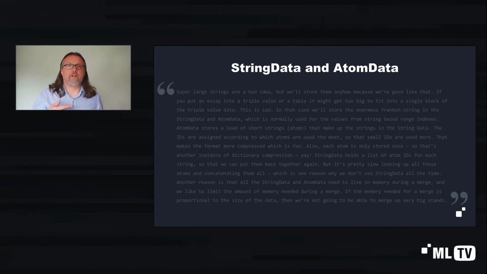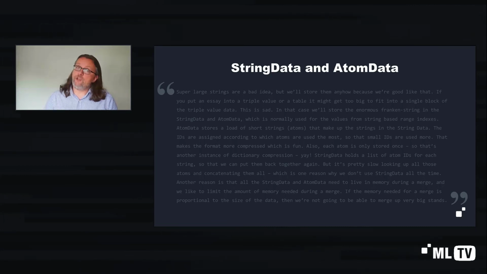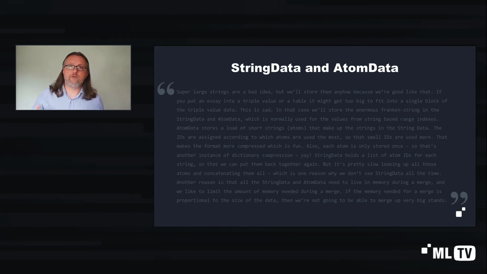Now you'll notice that there may be a problem with large strings here. We're storing 4K blocks, and if the string information does not fit in that 4K block, that's going to cause us an issue. In fact, if a string is bigger than half of a block, so 2K, then we don't store it in the block at all. We store it outside of the block. And where we store that is in the StringData and the AtomData. Now these two files are shared in common with all string range indexes as well.